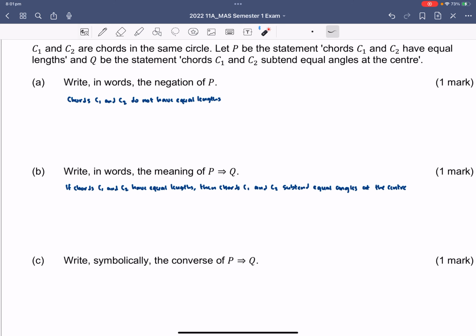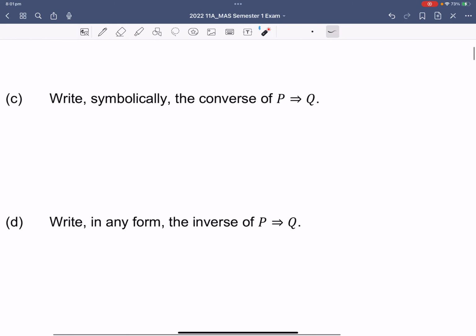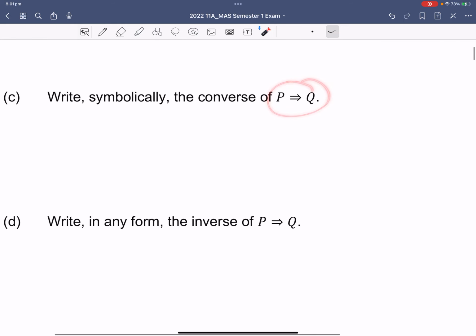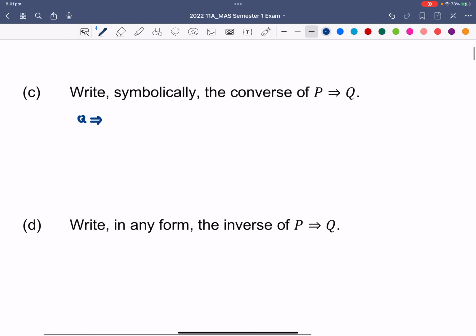That's it. Write symbolically the converse of this. Now we know what the converse means. Converse just means if Q then P. So the converse of if P then Q, just swap them around. It means if Q then P, but they said write it symbolically. So symbolically, you just write the exact same thing, but you swap the P and the Q around. So if Q, then do your double arrow kind of thing, and then P. All right, that's what it means symbolically.